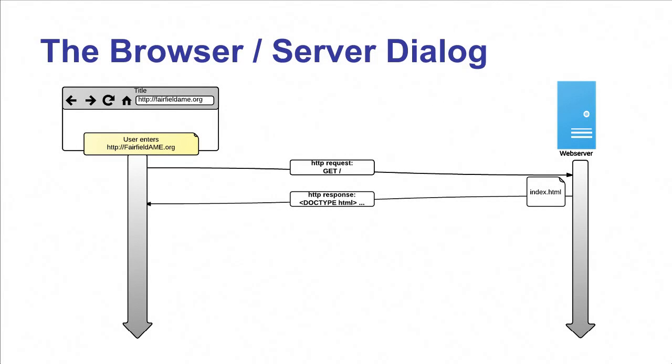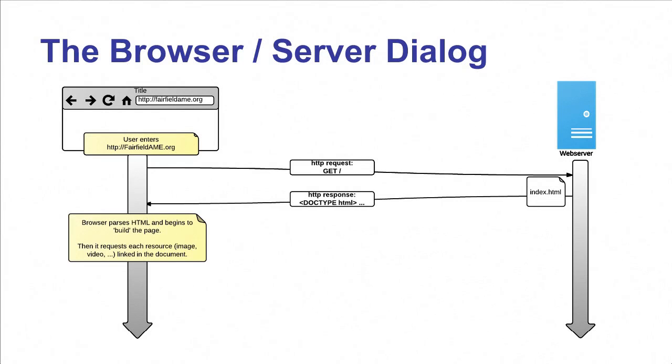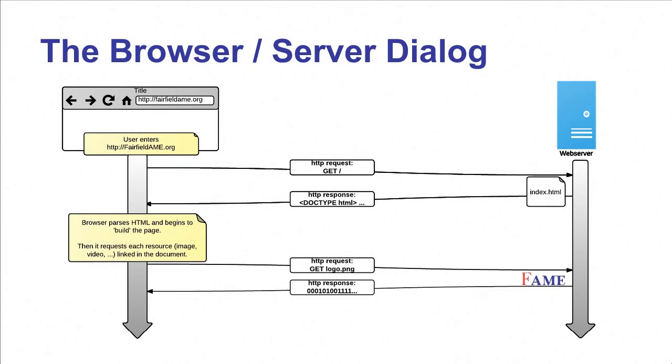Steps 3 and 4. The browser inspects the HTML document looking for linked resources and requests each resource from the server. While it is waiting for a response, it starts to build the page for display to the user. The server replies with a requested resource, which can be just about anything. In this case, it's an image file. The browser completes the page build when all the resources are available.